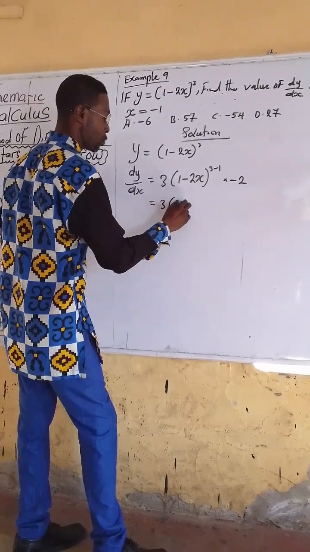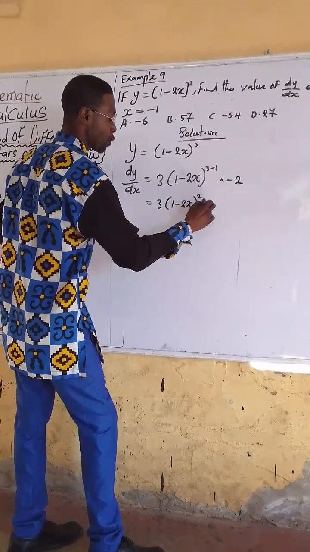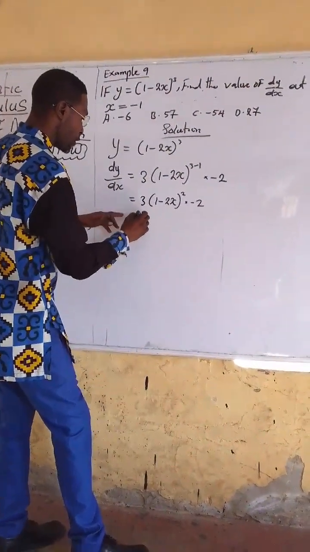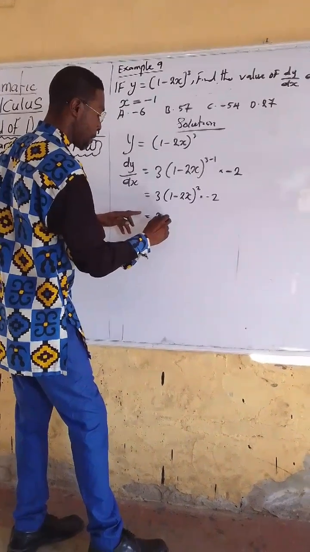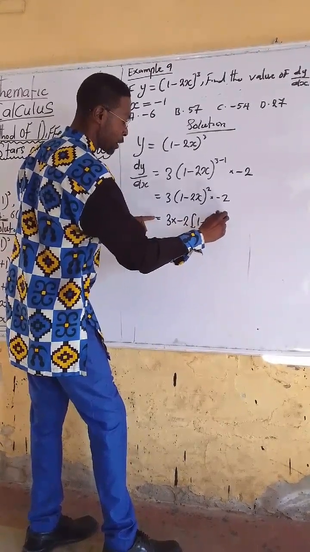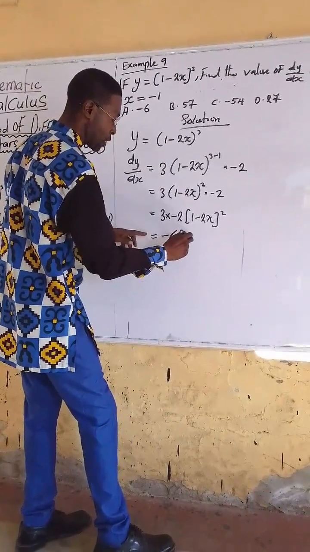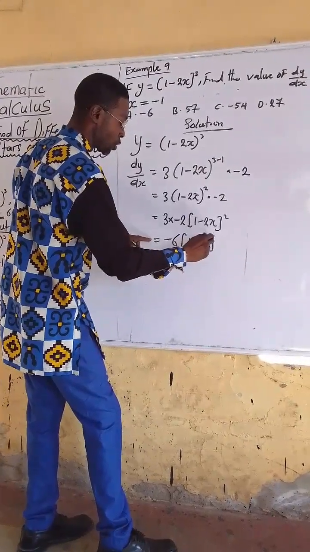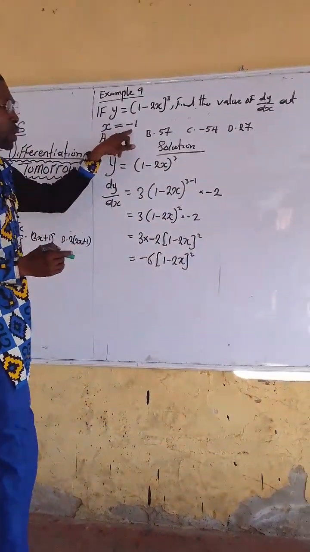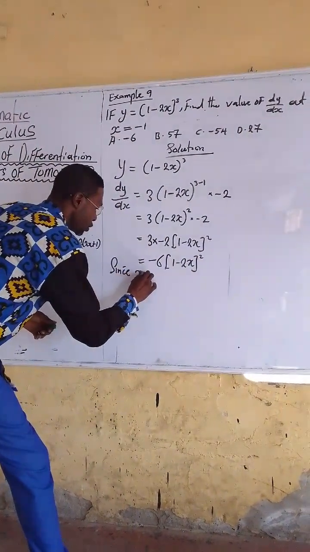Then we continue: 3 (1 minus 2x) squared times your minus 2. Let me bring this together because of confusion. We have 3 times minus 2, in your bracket (1 minus 2x) squared. Then we have minus 6 (1 minus 2x) squared. But remember that they say x is equal to minus 1.